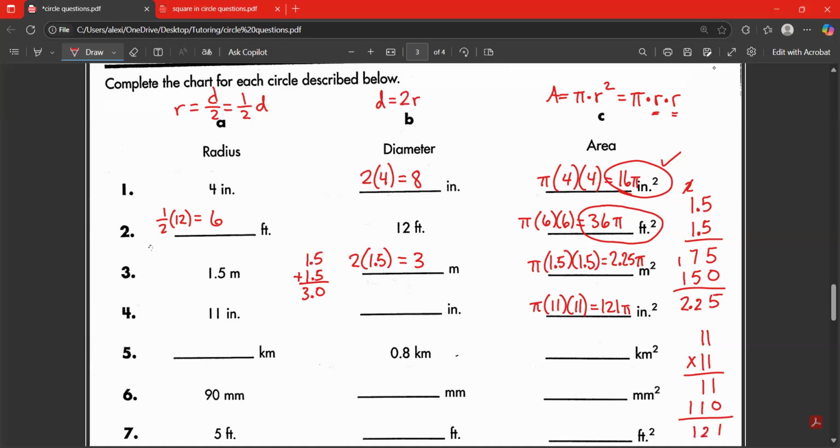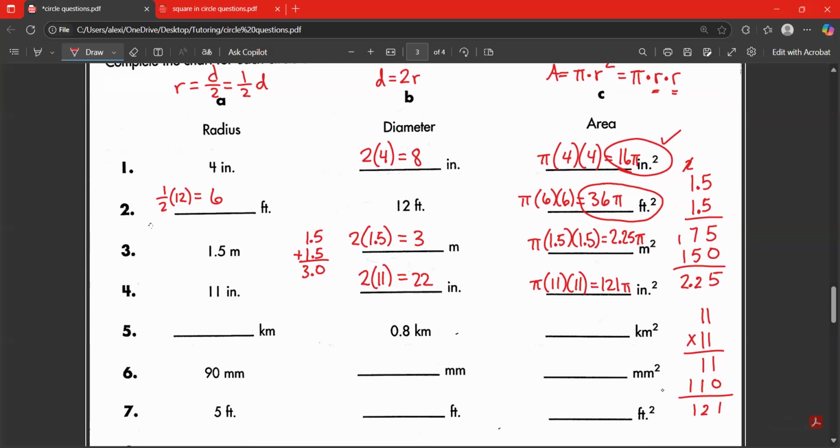$121. Now, diameter is 2 times the radius. So that's 2 times 11, which is 22. Remember, when calculating the area, we do not use diameter. We use radius. So if they give you radius, automatically you can calculate area. If they give you diameter, you must find the radius.